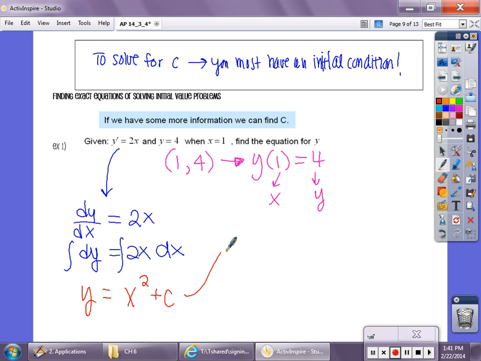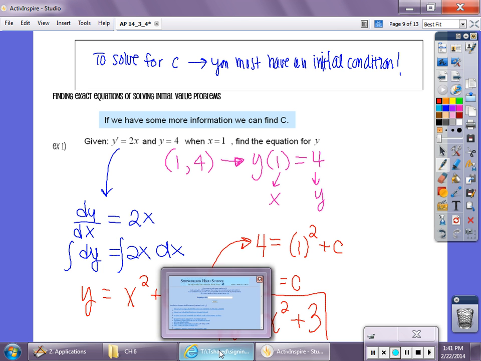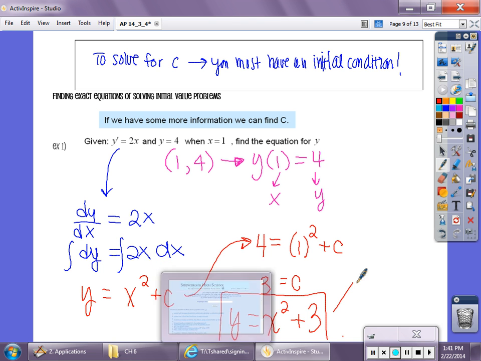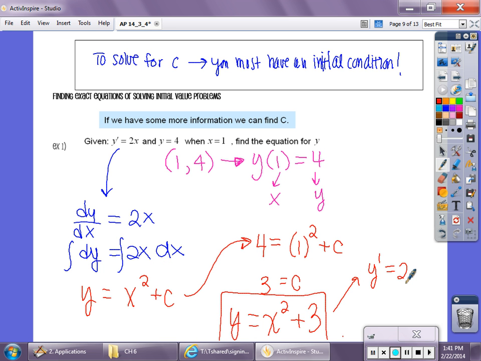So once I integrate, I just need to use my initial value. So the y value is 4. My x value is 1 plus c. So c is equal to 3. So the final solution would be y is equal to x squared plus 3. How do I know that that's correct? First of all, I can take its derivative. And secondly, I can do y of the 1 point that we had, which was 1, and I can guarantee that 1 squared plus 3 gives me the 4. That was the y value.